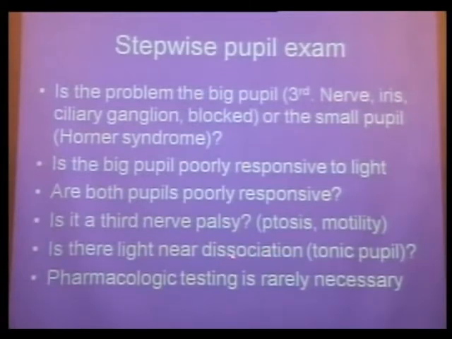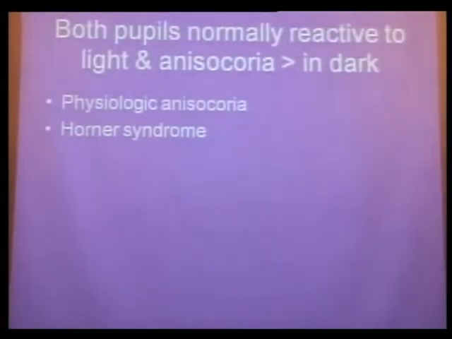Light-near dissociation is what you're going to establish clinically, and even though the books go through this long list of things that you can do pharmacologically, 1% pilocarpine, 1/8% pilocarpine, clinically, if you've established that there's light-near dissociation of the pupil, that pretty much answers the same questions that would be answered by pilocarpine, but we'll go through that.